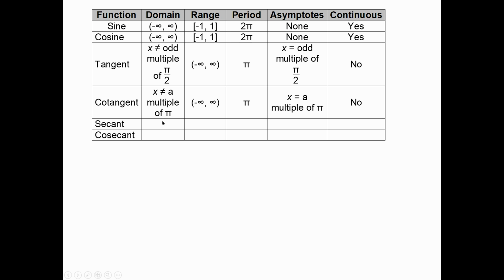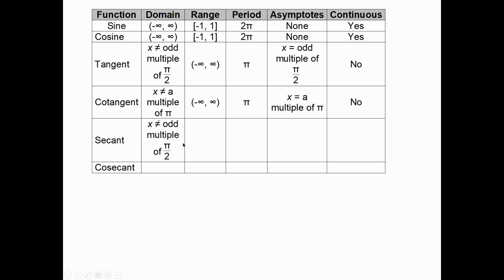Okay, the secant. Remember, the secant was the reciprocal of the cosine. So its domain is minus infinity to minus 1, union 1 to infinity. Or x does not equal an odd multiple of pi over 2. The range, oh, excuse me, that's the range, minus infinity to minus 1, union 1 to infinity. Period, 2 pi. Asymptotes, x equals an odd multiple of pi over 2. Continuous? Nope.